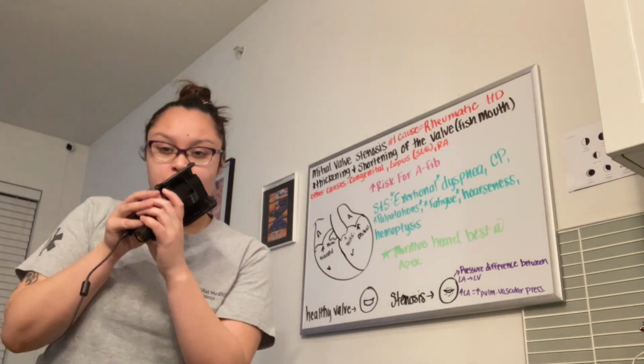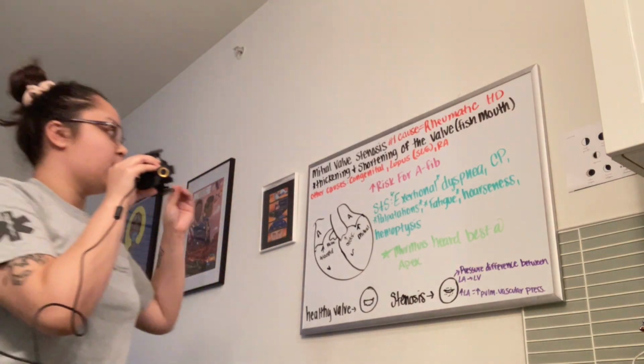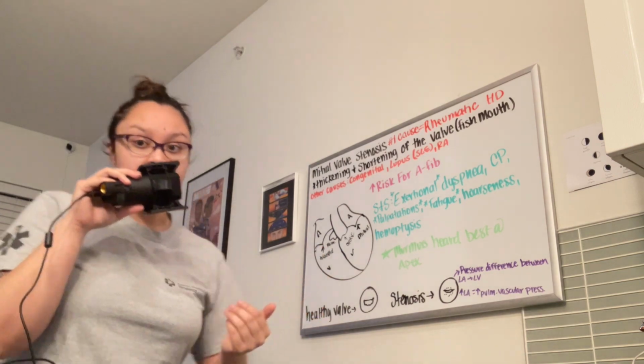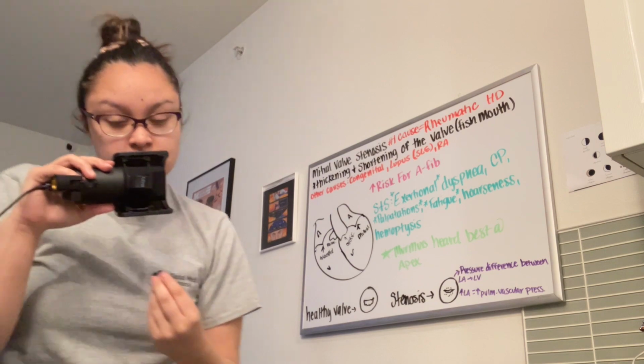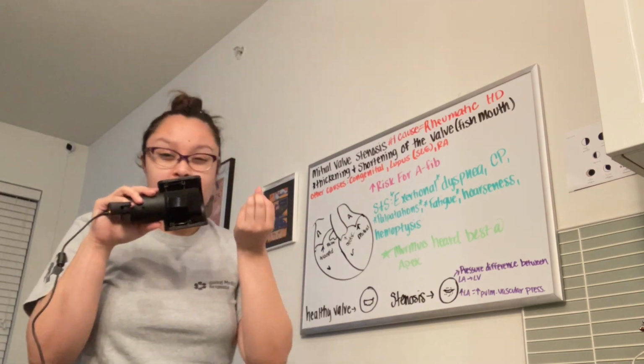Okay, so I'm going to do a quick rundown of our valve disorders, and we're going to start off with mitral valve stenosis. So what is mitral valve stenosis? Well, we know that mitral valve stenosis is the thickening and shortening of the valve. It's also described as a fish mouth-like appearance.